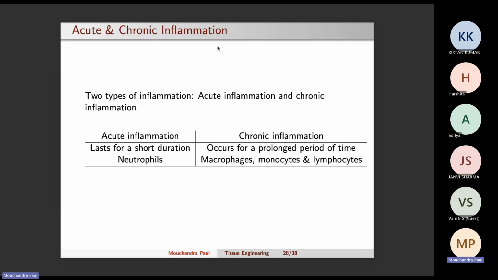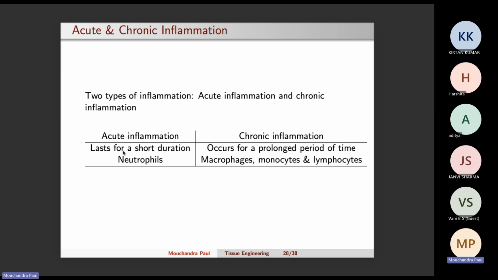Now, inflammation can again be characterized into two types based on the extent of inflammation. Acute inflammation basically happens for a short period of time. It lasts for a few weeks, and within a few weeks, if the immune system is able to clear out that pathogen, then the inflammation step is over.